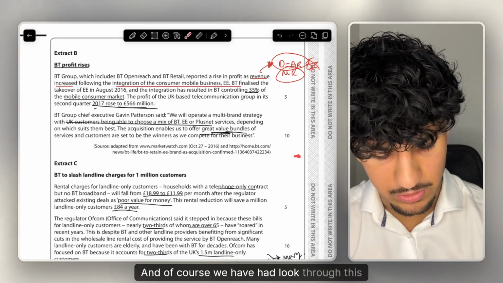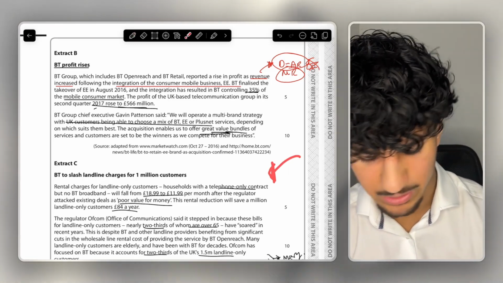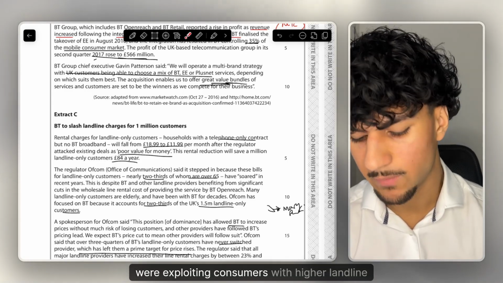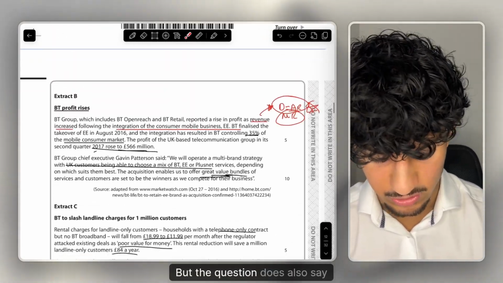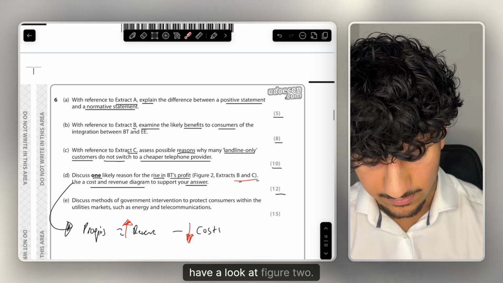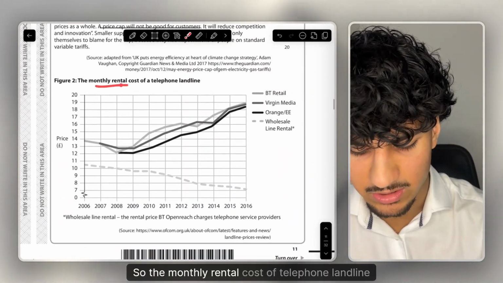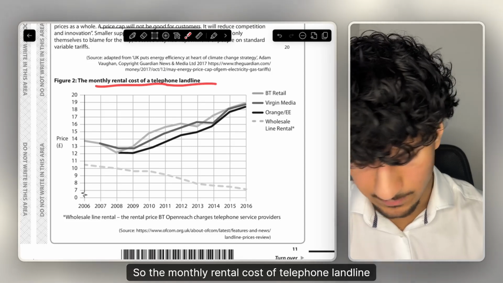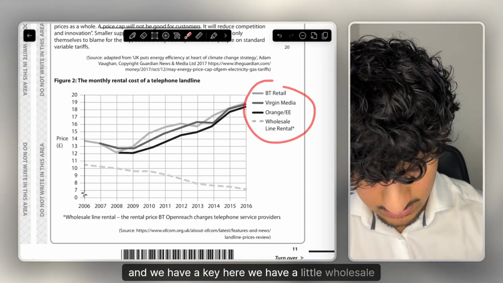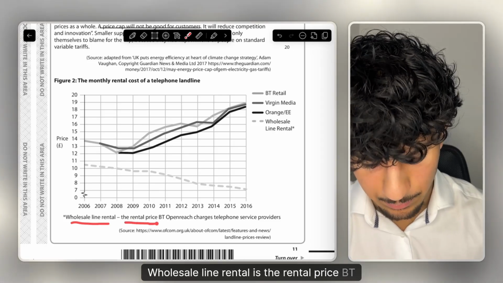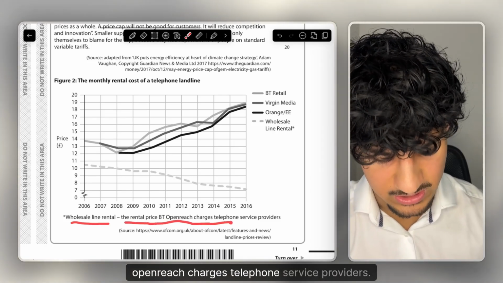And of course, we have had a look through this extract C in previous questions. Essentially what it's talking about is how BT were exploiting consumers with higher landline prices, but the question does also say, have a look at figure 2. So let's see what figure 2 is showing us. So the monthly rental cost of telephone landline, and we have a key here. We have a little wholesale line rental. Wholesale line rental is the rental price BT Openreach charges telephone service providers.